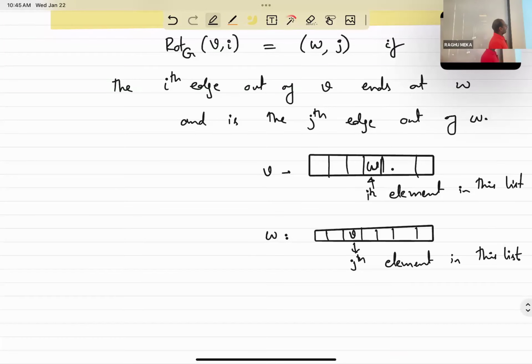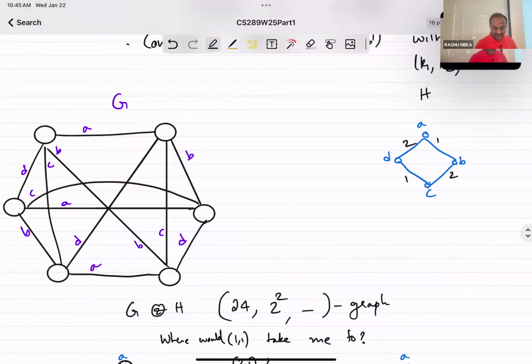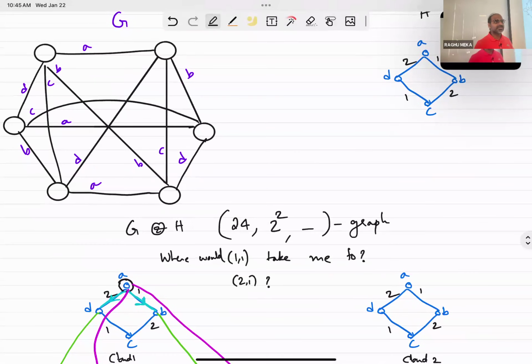And a consistent labeling is basically a rotation map where you require that i equals j. So if w is the ith neighbor of v, then your labeling is consistent. Like, I call you the ith neighbor, then you should call me the ith neighbor as well. But it's not strictly required. You can have different labelings. Okay, does it make sense?